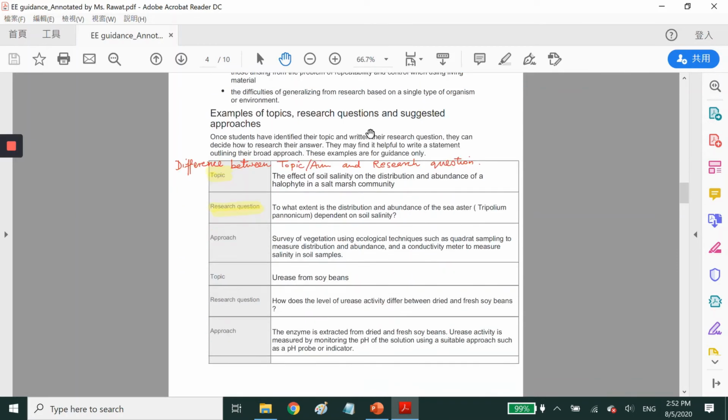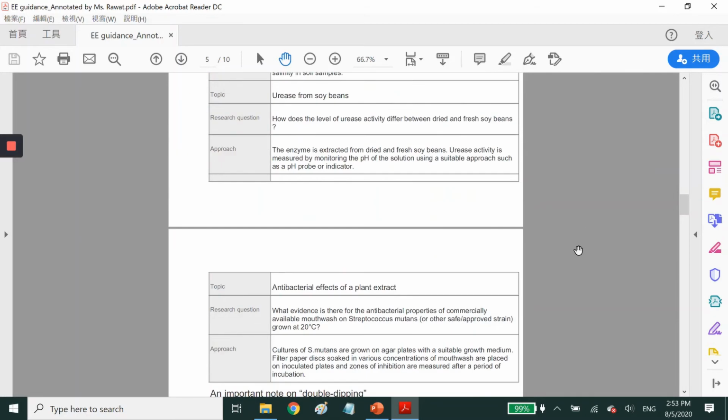And topic examples. A topic is very broad, and then in the next part you narrow down to research questions. As you can see in the previous example of the soil bacteria, looking at the distribution of, in this case, a halophyte, Suaeda, and they include the binomial name of it, and look at soil salinity. With that approach, it would be good to have some planning, because throughout the EE you need to communicate with your supervisor. So it will be useful to use a table format to show the progress of your EE.